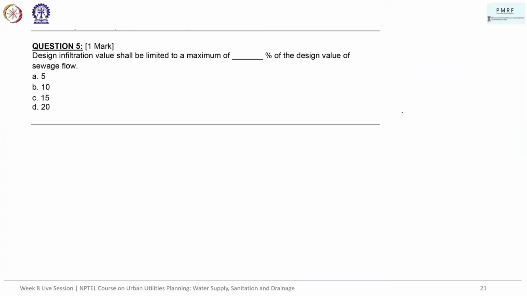Design infiltration value shall be limited to a maximum of dash percentage of the design value of sewage flow. Is it 5, 10, 15, or 20 percentage? Any answers? This is something that was directly mentioned in the presentation as well, the lectures.